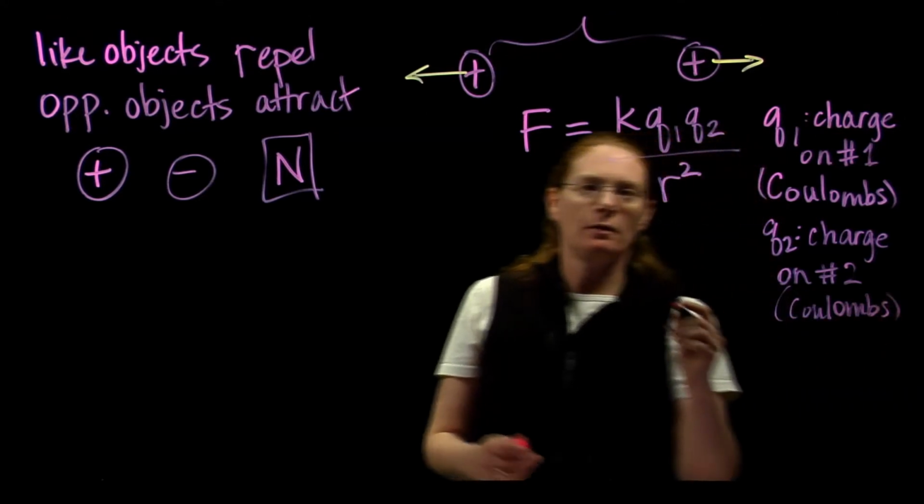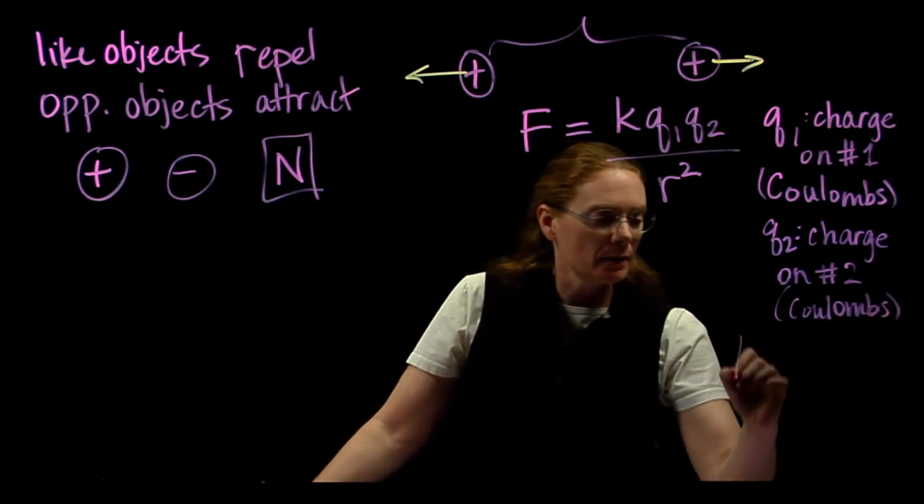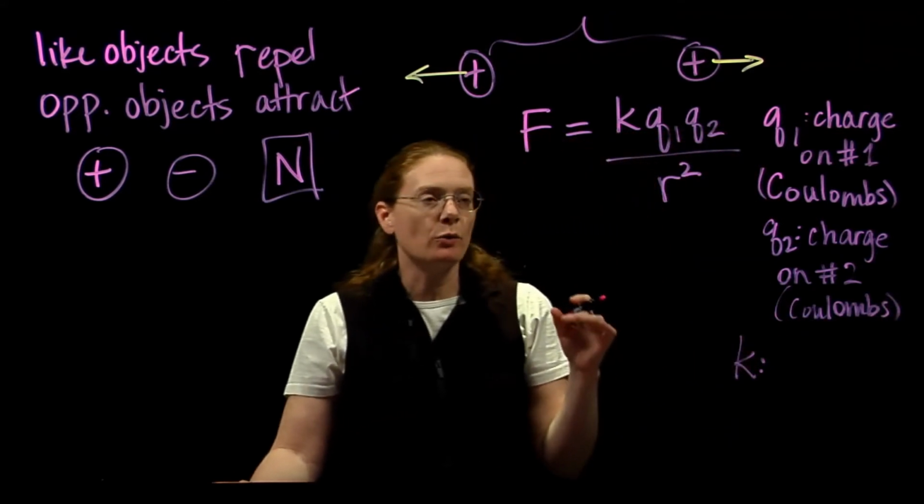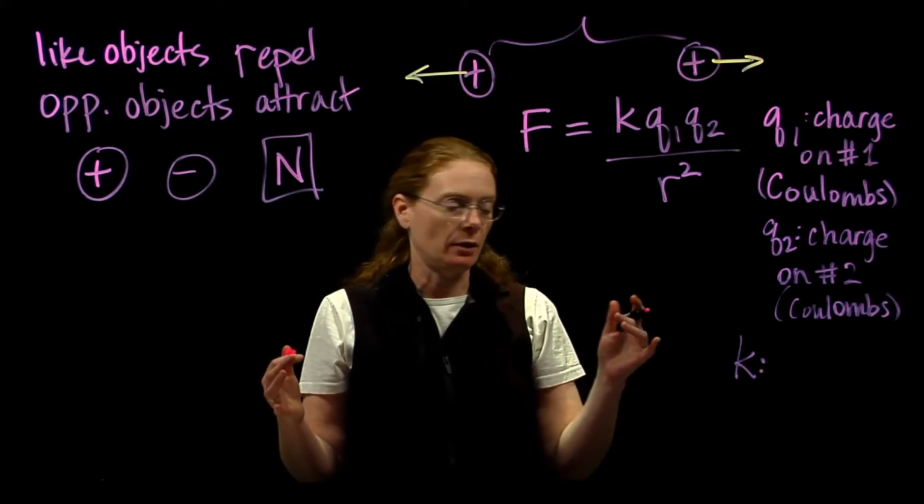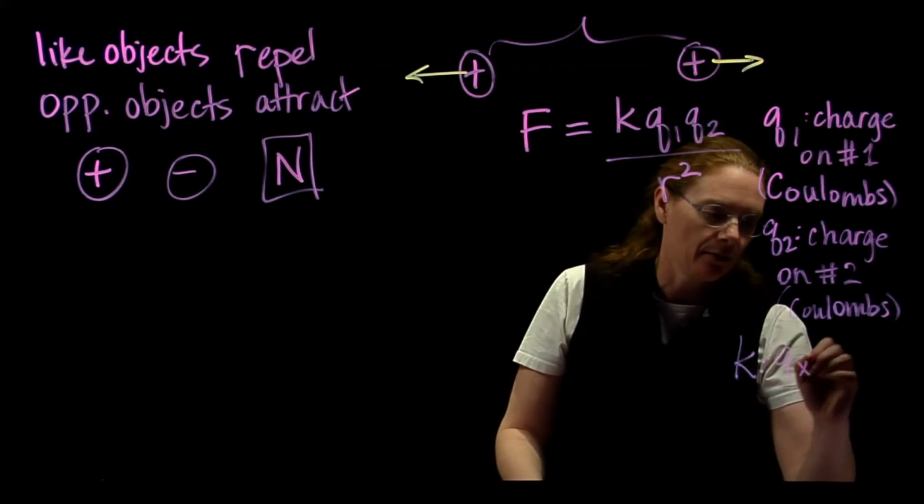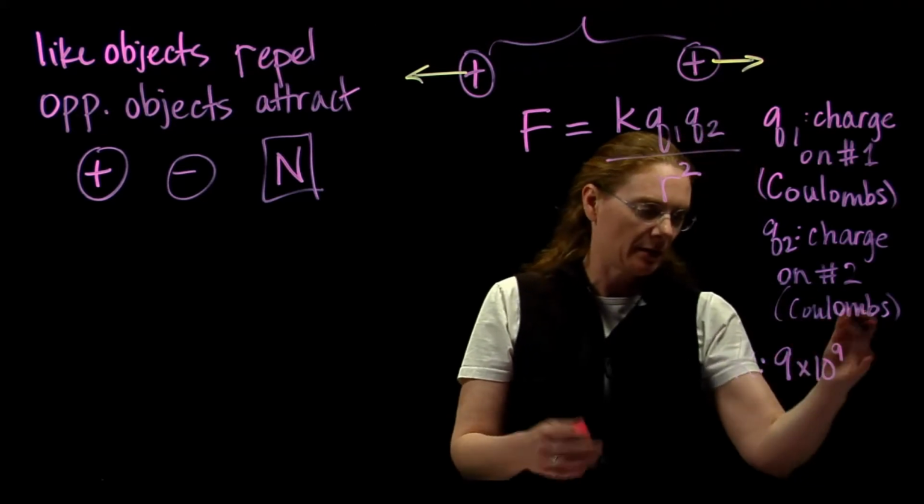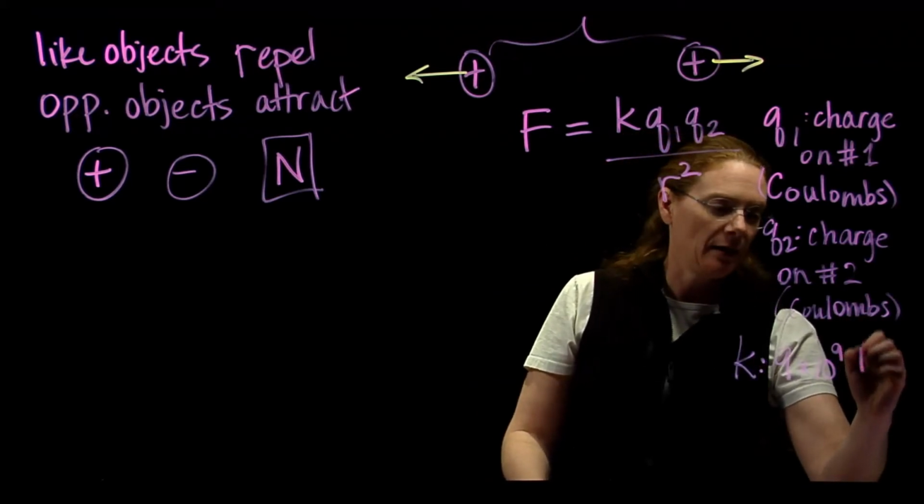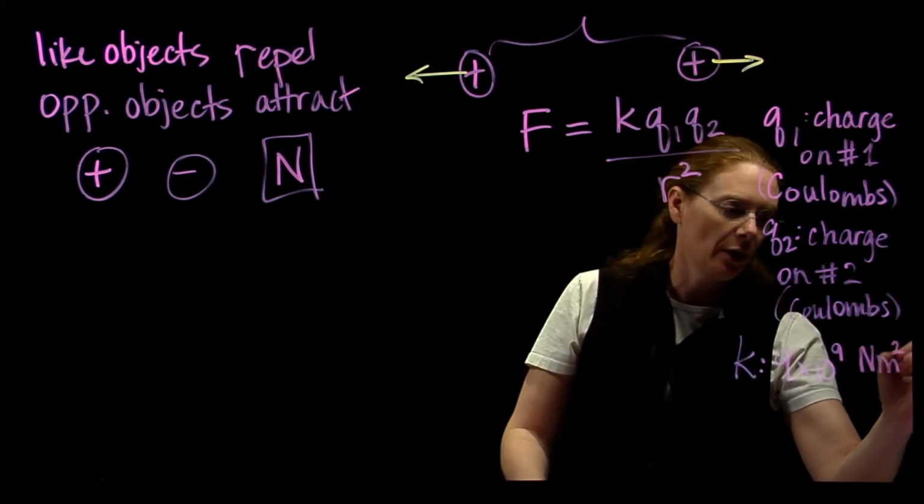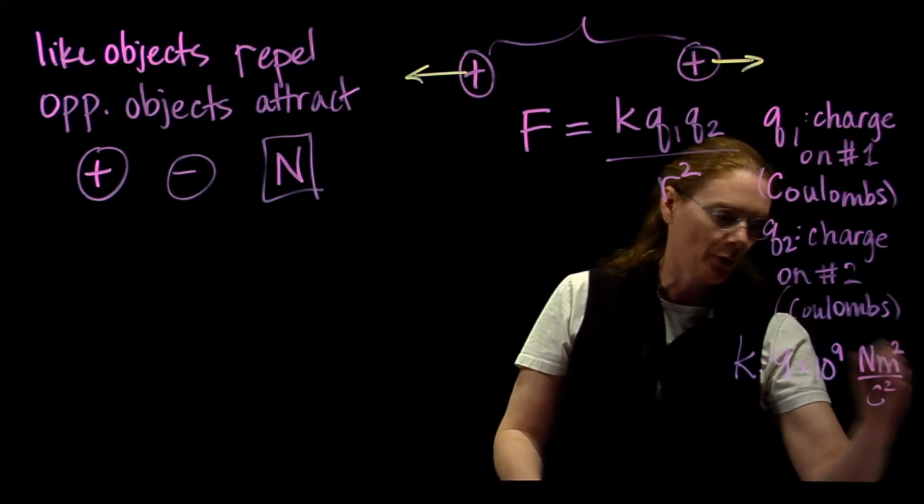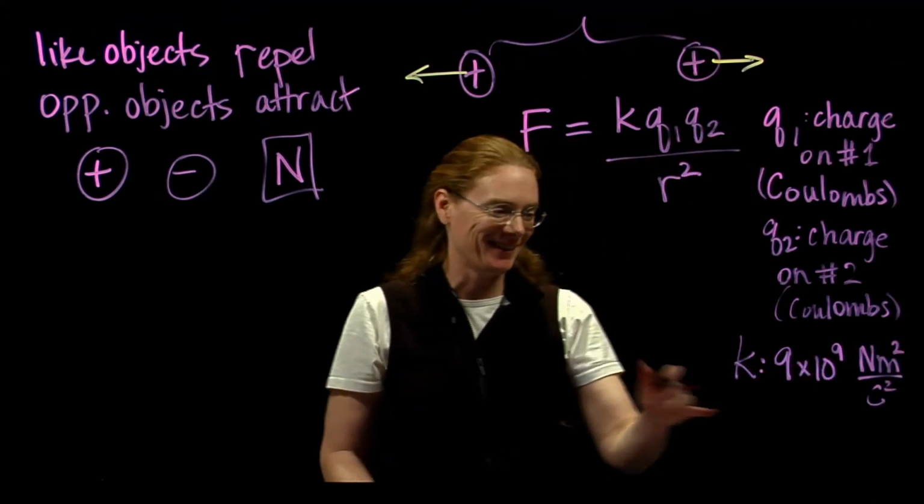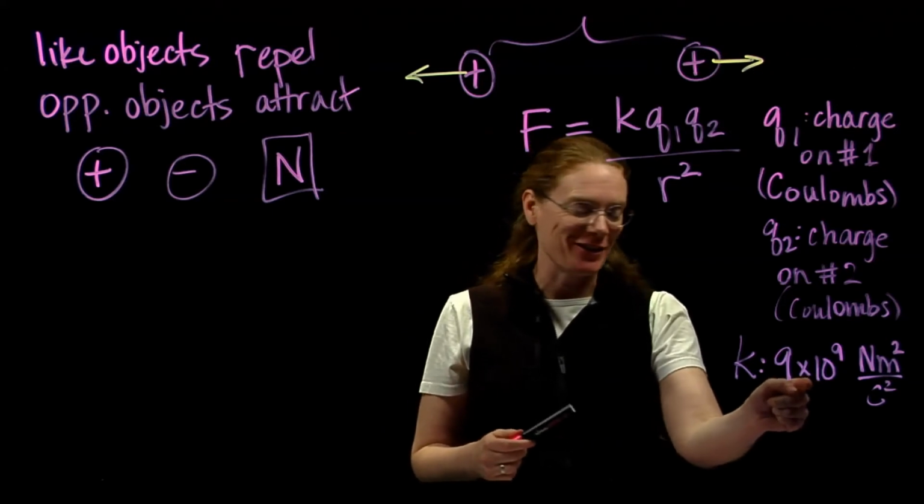All right. The K is a constant. And so the K is always just going to be the same number. It is 9 times 10 to the 9th. It's not that hard to remember, 9 times 10 to the 9. And the unit for K is a Newton meter squared over coulombs squared. Don't worry about the units. And this is on your equation sheet.